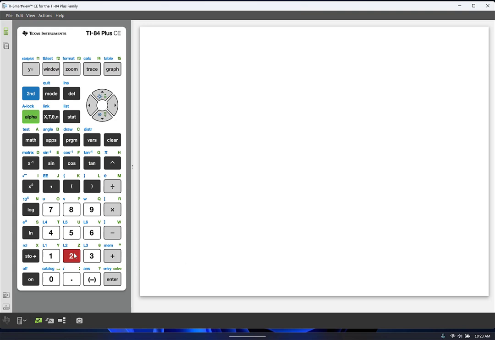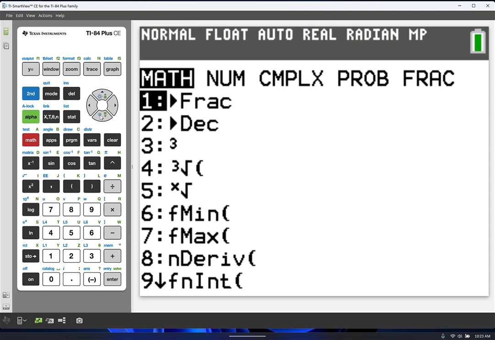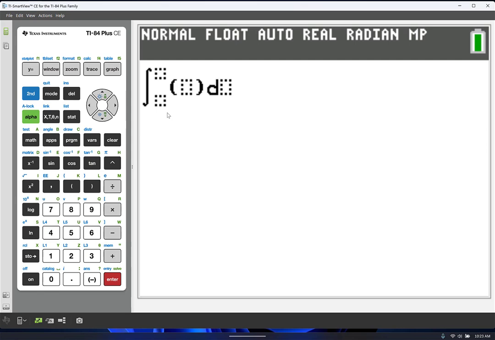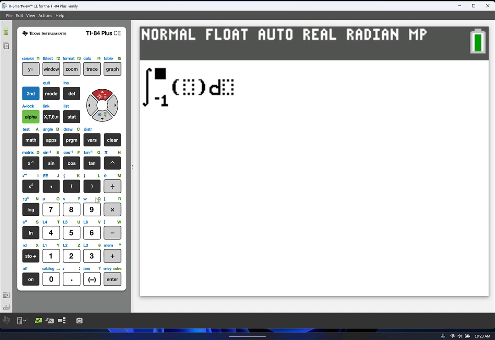Okay, here we go. Math. All the integrals and derivatives are going to be found under math. You go to number 9. It stands for function integral, numeric integration. What was my lower limit? Negative 1. What was my upper limit? 3. And then I just typed the expression. What was it? x plus 1. Put an X in there. And delete the dx here. And there it is.